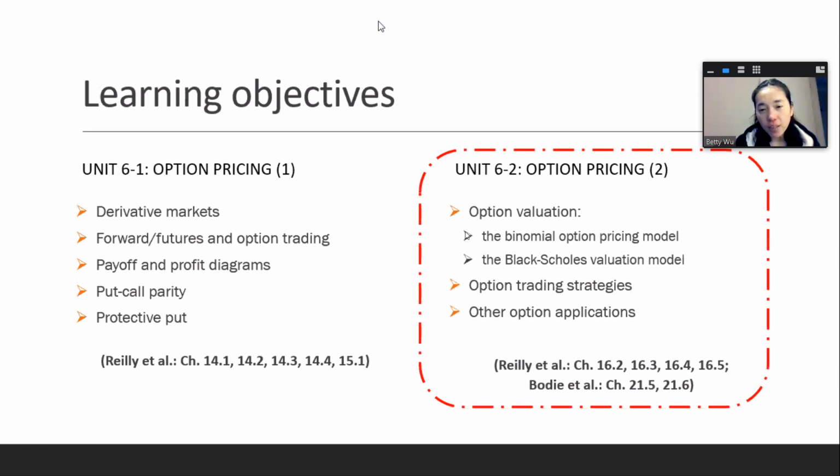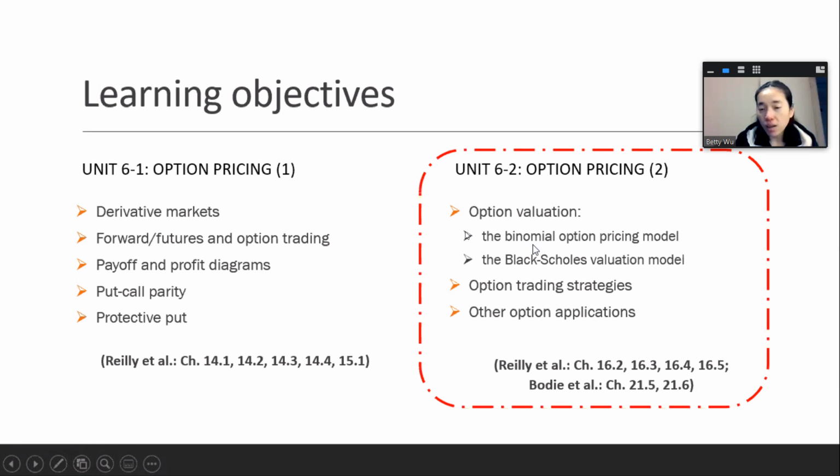So specifically, it's about option valuation models, two models. I would say this is really not new, because we talked about put-call parity. This is also a kind of option pricing model, but it is a relative statement of the prices of the calls or puts, something else. And in terms of the absolute statement, we'll be talking about the binomial option pricing model and the Black-Scholes valuation model.